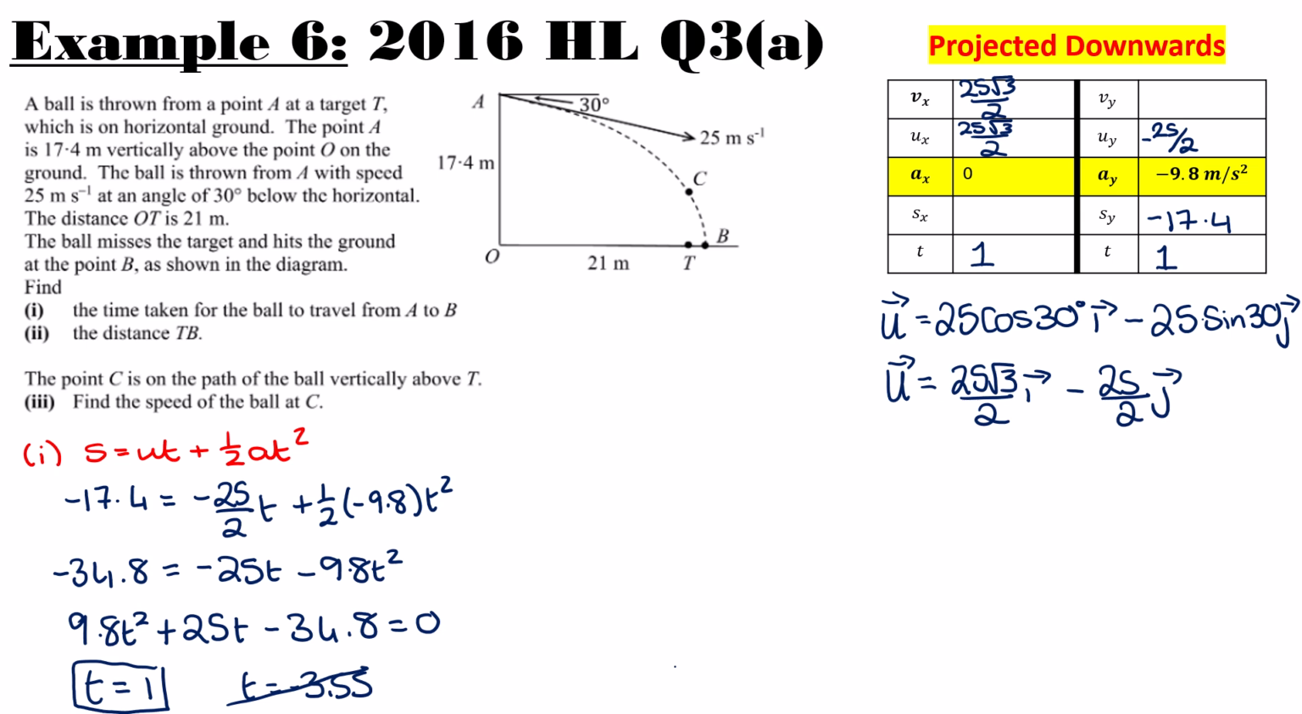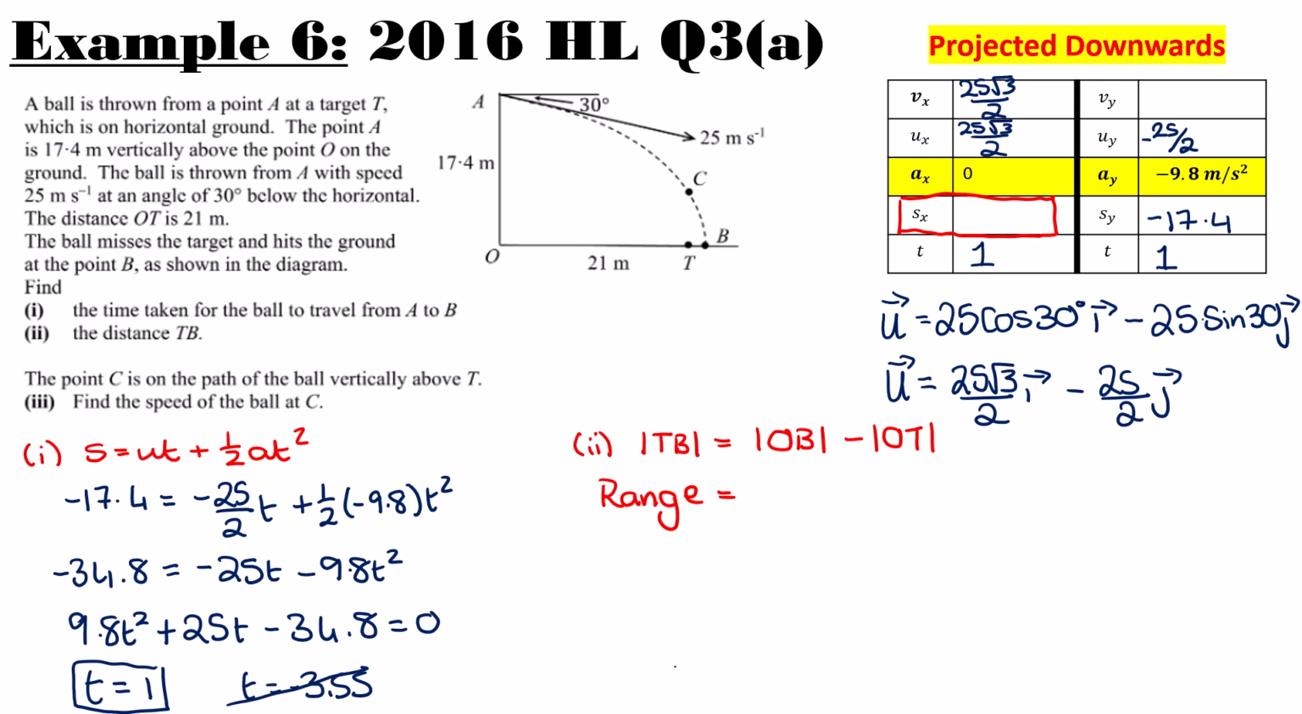It now wants us to find the distance from T to B. Now T to B is just this little part here, but what we're going to do is say, well, if you want to find T to B, we're going to first get O to B and then take away O to T, which we know is 21. So really we're asking from O to B, which is the range. So we're looking for SX. Okay, so the range when it lands is equal to SX.